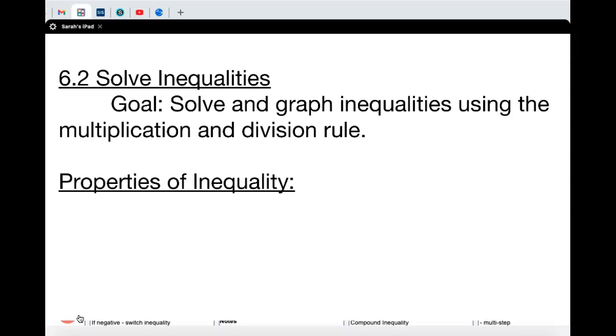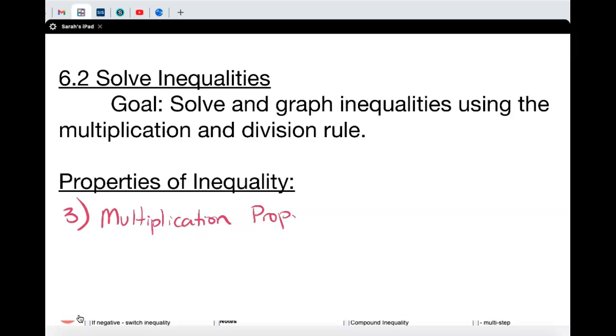Section 1, so now we're multiplying and dividing on both sides instead of adding and subtracting. And then it'll get more complicated, just like equations did. Yay! So, property 3. I'm continuing on the properties. We did addition property number 1, subtraction property number 2, multiplication property number 3.